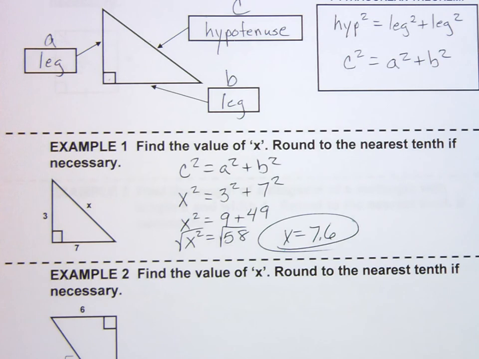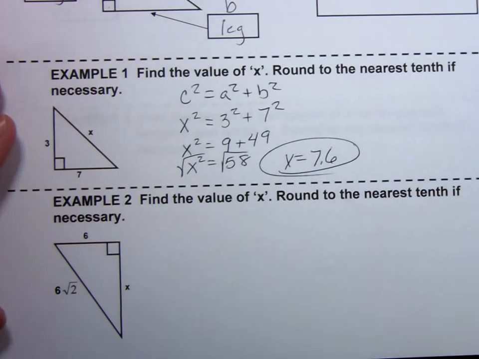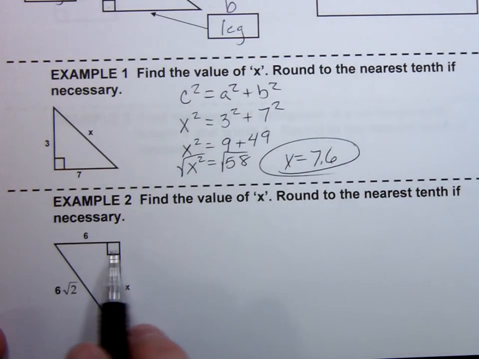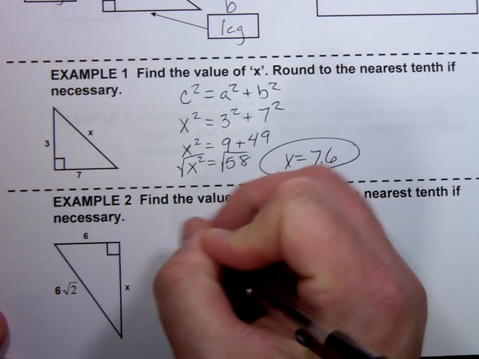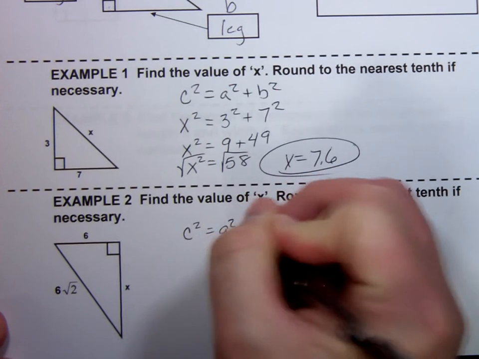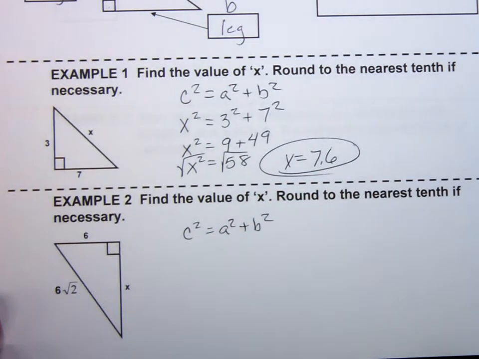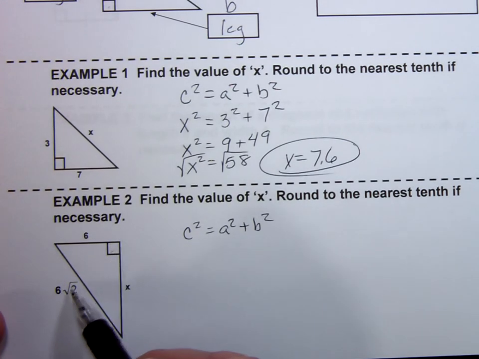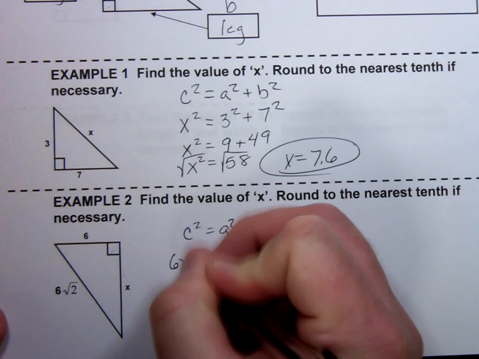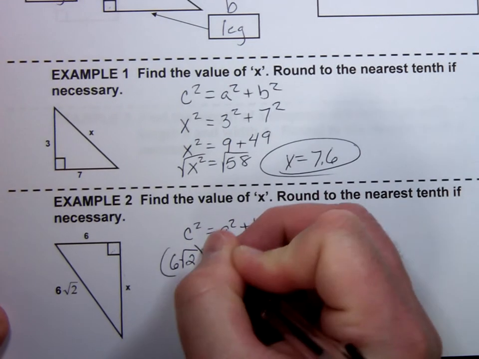Alright, let's try this again on example 2. Find the value of x and round to the nearest tenth if necessary. We have a right triangle. We've been given two sides. We're trying to find the third side. So we're using the Pythagorean theorem. Which side is the hypotenuse? Here's the right angle. The side opposite the right angle is the 6 square root of 2. So make sure that 6 square root of 2 goes in for C. That's the hypotenuse.